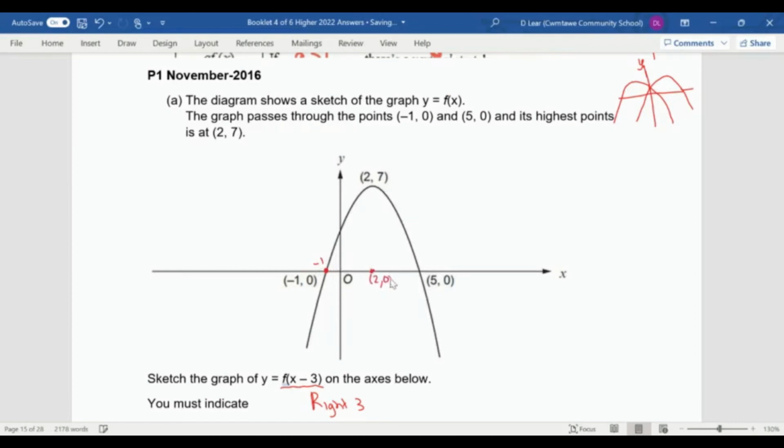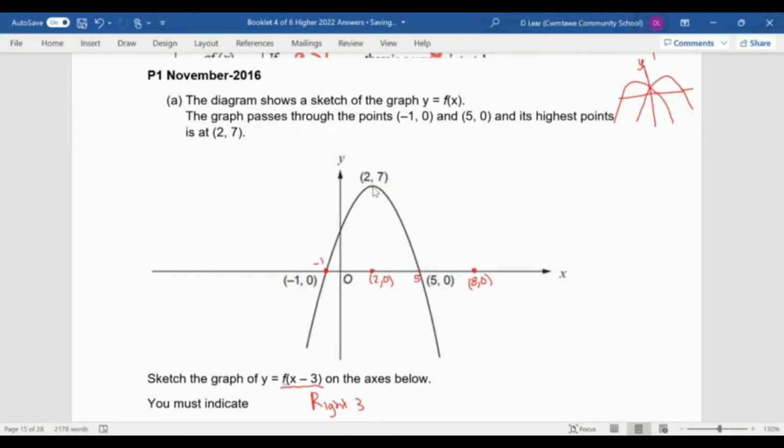However, it's not moving up or down, so it's going to move to there. What was 5 is going to move 3 over: 1, 2, 3, and it's only a sketch, like I said, and is now 8. But again, the y isn't changing here. It's just an x direction move, so it's moved 3 to the right. So it's only affecting the x coordinate.